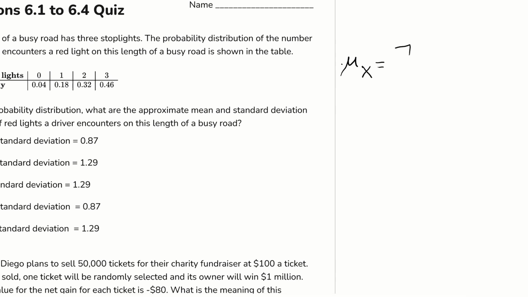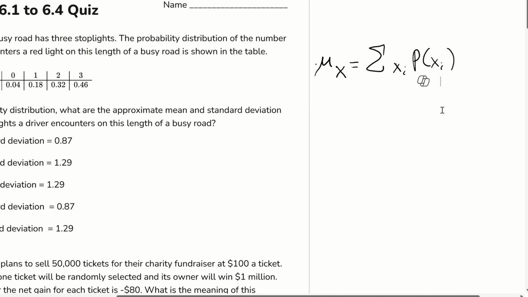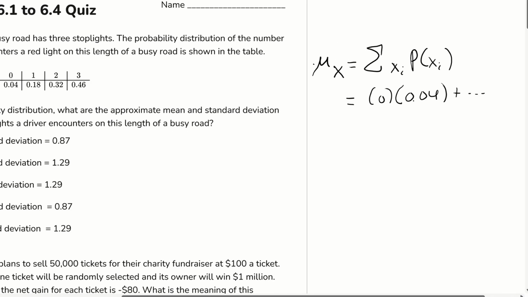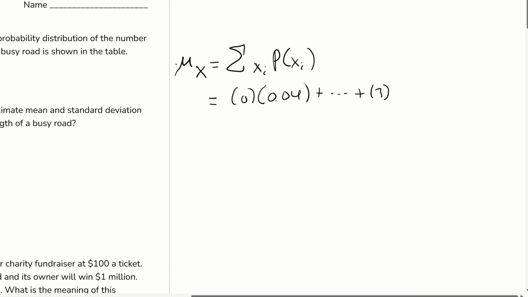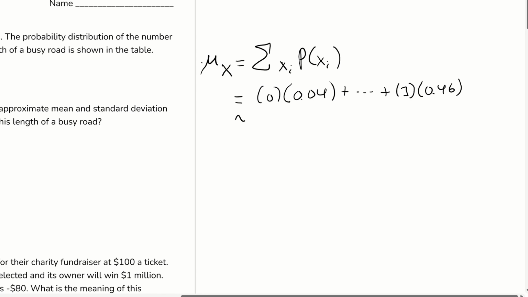is going to be, the formula for that is the sum of x_i times the probability of that x value. Basically you take each of the red light values and multiply by the probability of the red light values. In this case, 0 red lights has a 0.04 chance to happen, and then you keep adding this. The last one, the number of red lights is 3, and that's a 0.46 chance of happening. Okay, so that's how you calculate the mean, and of course you can get it on the calculator.